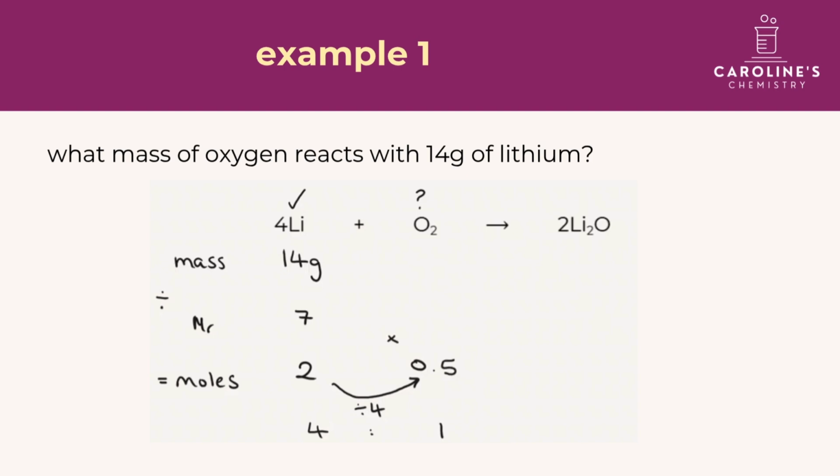Now we're going to work up the column. So in order to work out the mass now of the oxygen, we find out the Mr of the oxygen. So that's 2 times 16 is 32. We do the 32 times the 0.5, and that gives us an overall answer of 16 grams. Don't forget units at that point, but that's your answer, 16 grams.